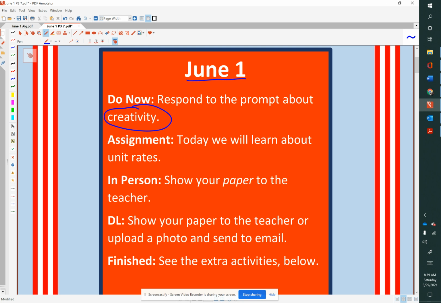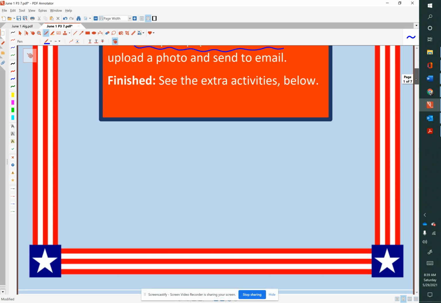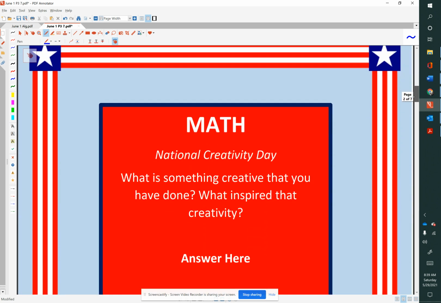And remember, if you are in person, show your paperwork to the teacher. If you're a distance learner, you can show me your work on the camera. And if that doesn't work, you can go ahead and send a photo to my email. And I have a little extra activities for you to do if you're finished.